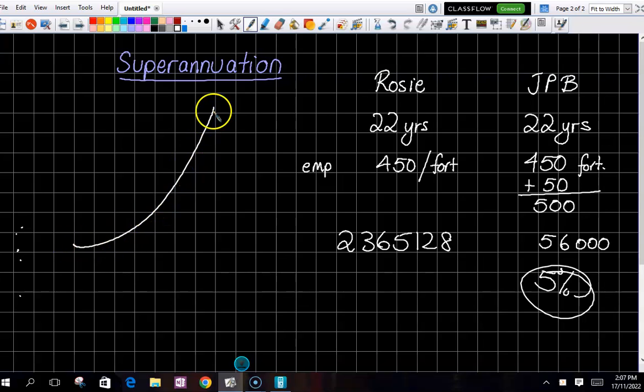If I started late, I've got this. You start early, you're going for longer, and you get a much bigger increase. So for superannuation, as soon as you get your full-time job, say, hello, can I please make a 5% salary sacrifice contribution? Make sure you do it.